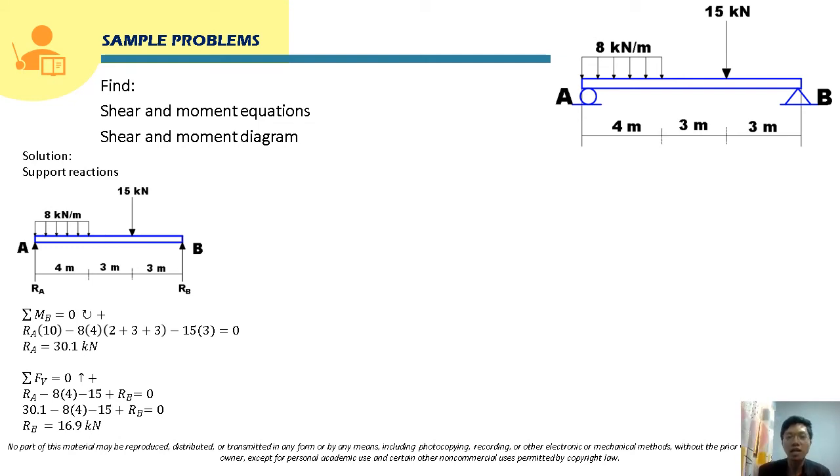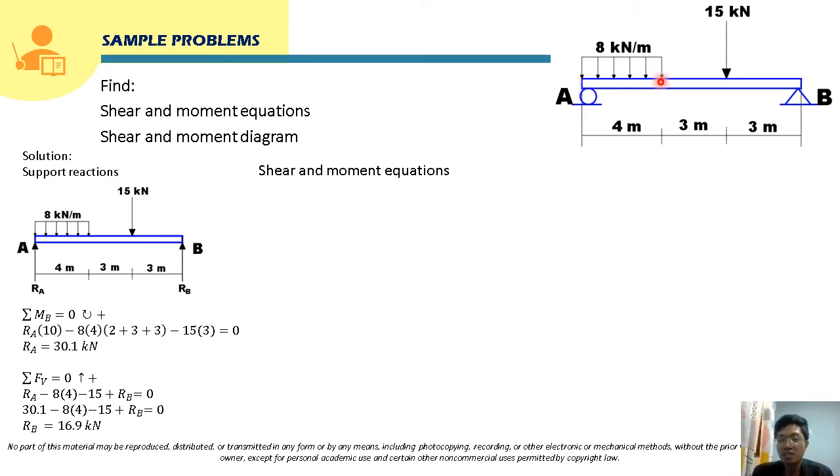kilonewton. So from here, class, we can now divide the beam into segments. That is our next step, class, to solve for the shear and moment equations. So here, for the first segment, from this point up to this point, it has this continuous loading. So this loading starts here and then it continues up to this point. So that will be our first segment from this point up to this point.